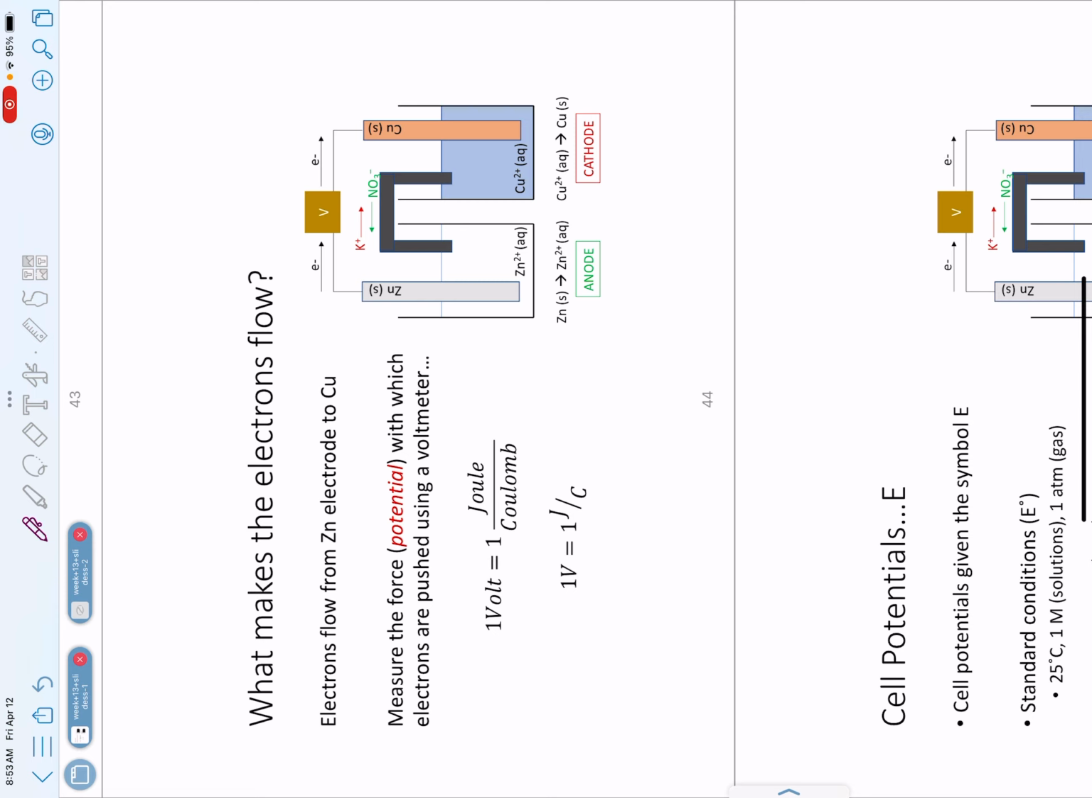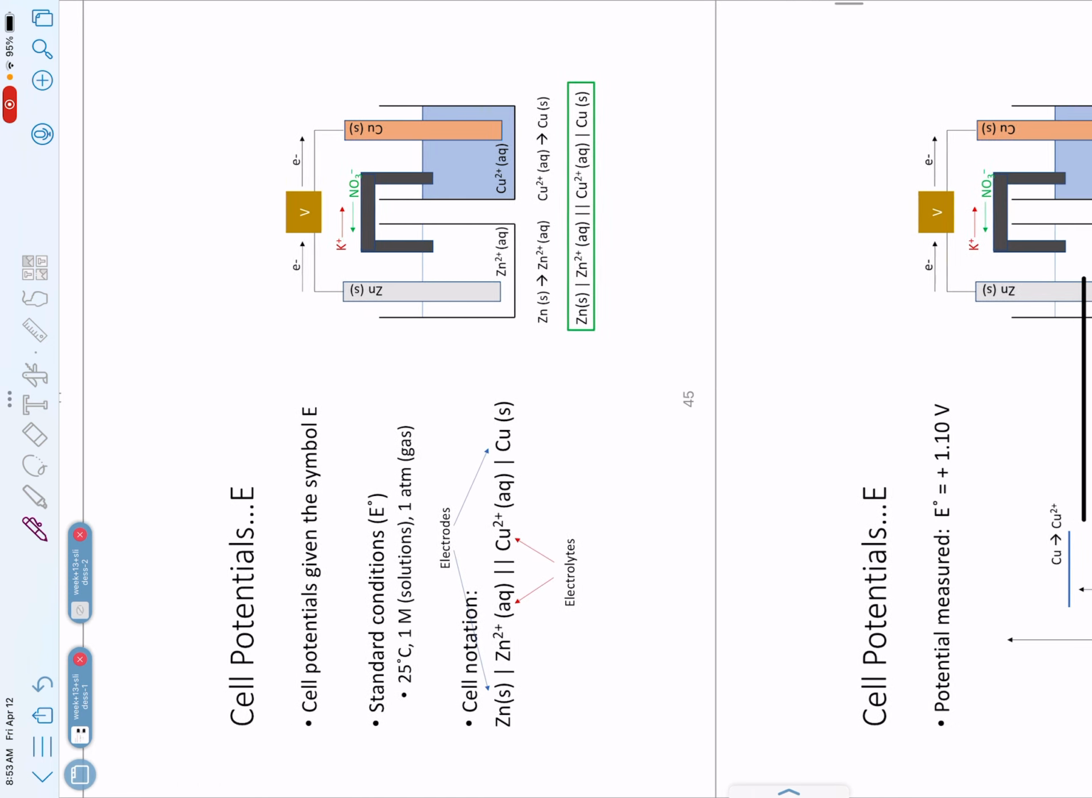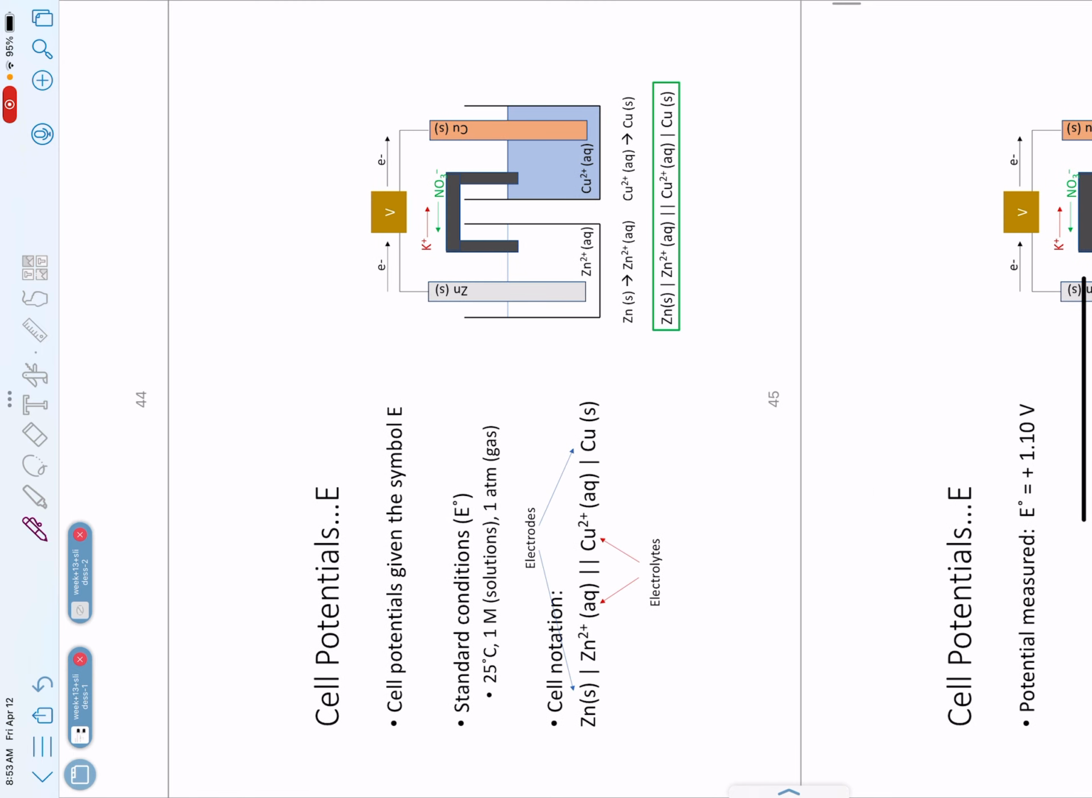Right? So another thing that we can do is we can define standard conditions and measure the voltage in a standard way. So we use capital E to represent the cell potential or the voltage of our reactions. Right? E naught then is standard conditions, which we remember from equilibrium as being 25 degrees C, 1 molar for solutions, and 1 atmosphere of pressure for gases.